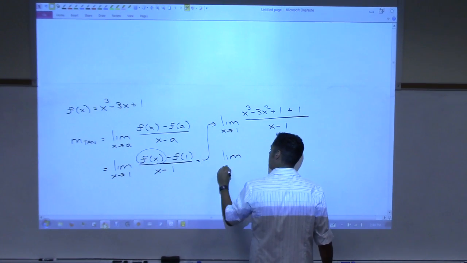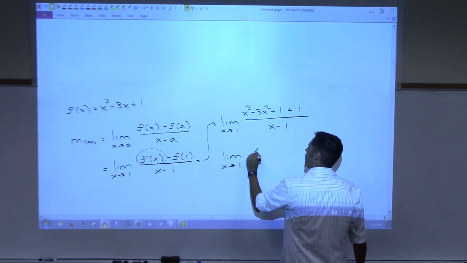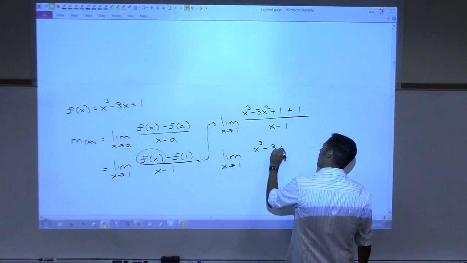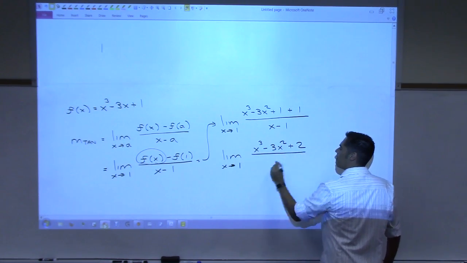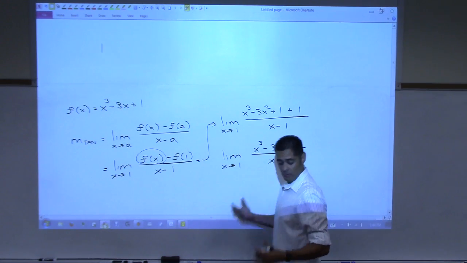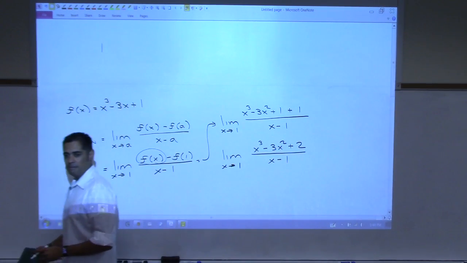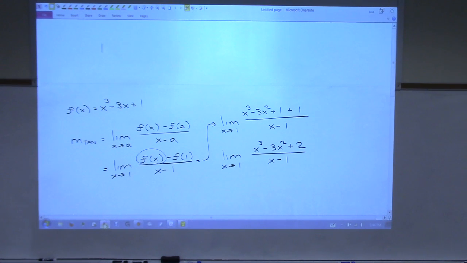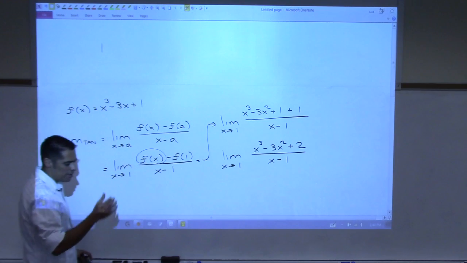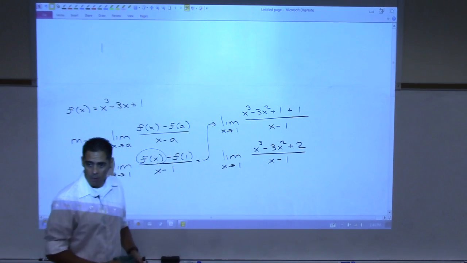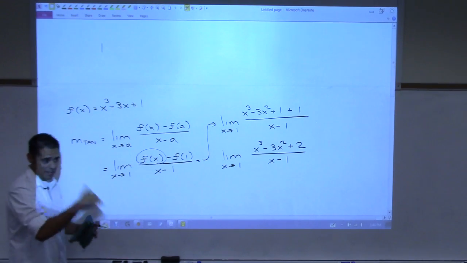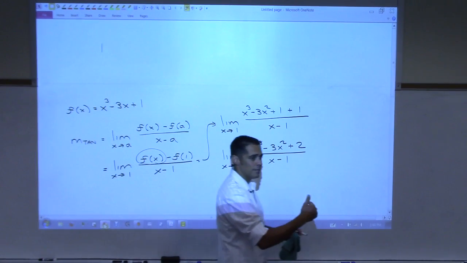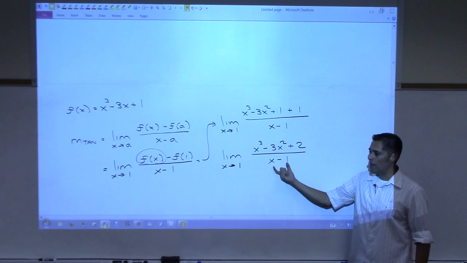Limit x goes to 1 of x cubed minus 3x squared plus 2 over x minus 1. So far, this looks a lot nicer, doesn't it? What do we need to happen in order to get around this whole division by 0? The x minus 1 factor on the bottom has to cancel. Like in the previous one, we needed the h to cancel. Here, we need the whole thing to go away.